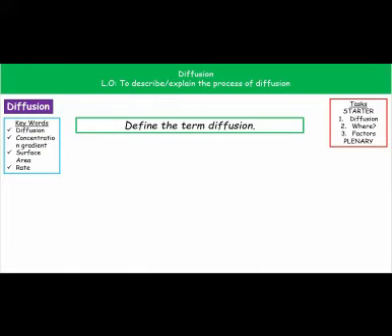Okay, so let's see if we do actually know what diffusion means. What I want you to do is, in your books, just write down what you think diffusion actually means. Now, you might have done this lower down the school, you might not have done, but have a go now. What does diffusion mean? Write that definition in your books for me. I'll just give you 1 minute to do that.